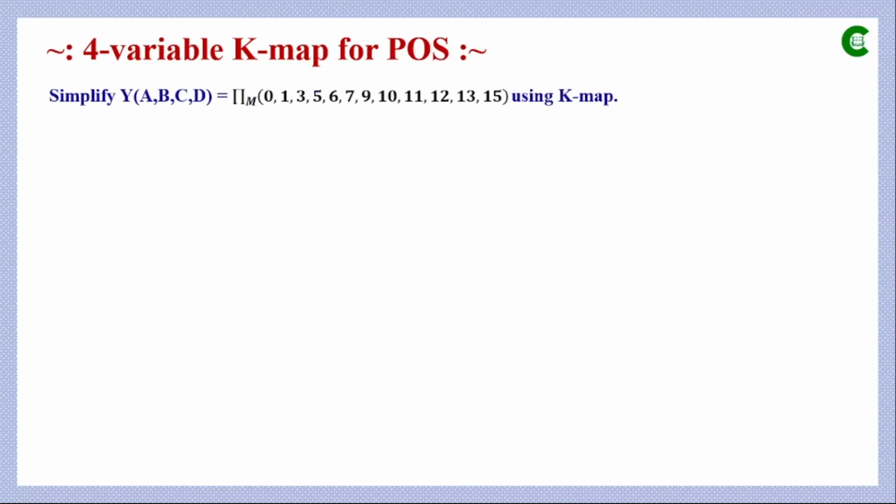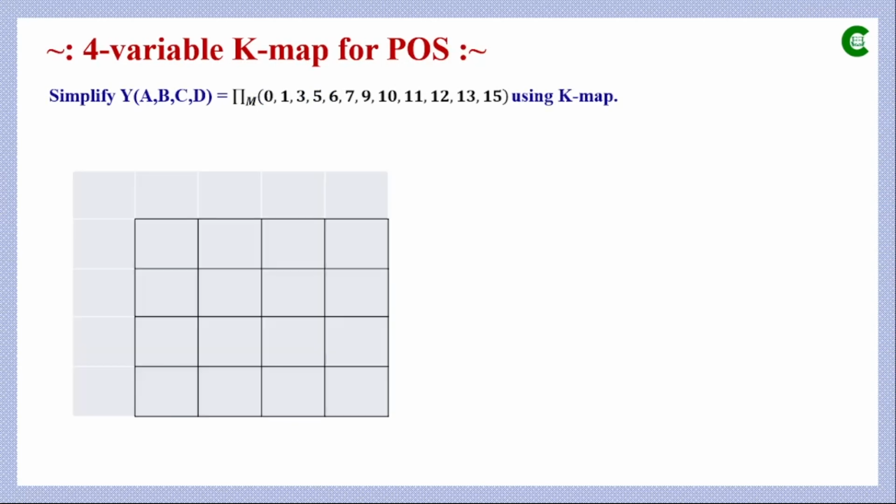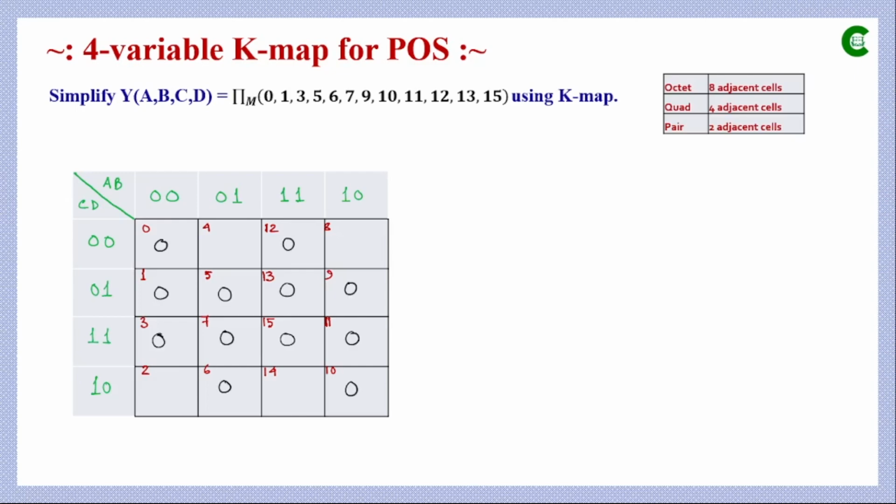Next, we have another Boolean expression based on POS, and this time all the max term numbers are given. So we will draw the K-map first, 4 variables, so 16 cells. Then we will complete the marking of the variables, their corresponding values, and then the marking of the cells. As per the given max term numbers, we will fill the corresponding cells with zeros, and based on these zeros we will form the groups.